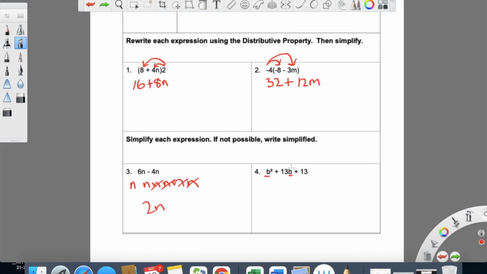So they also are trying to be tricky with these 13s. Since they're matching, I think that's why they did 13 and 13. It looks like they are like terms since they're the same number. But one has a variable and one does not. So one is being multiplied, 13 times b, and one is just 13. So again, order of operations says I cannot add these together. I have to do this multiplication before I could add the 13 to it. So this one is simplified.